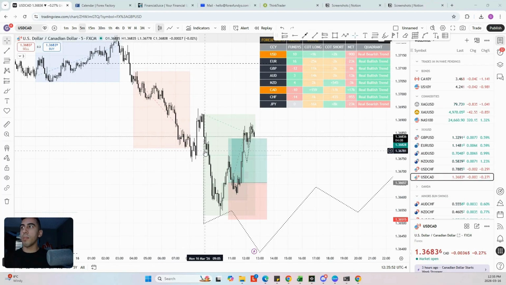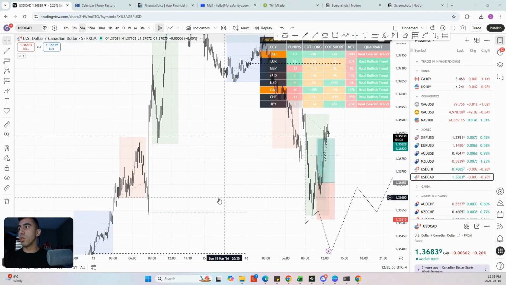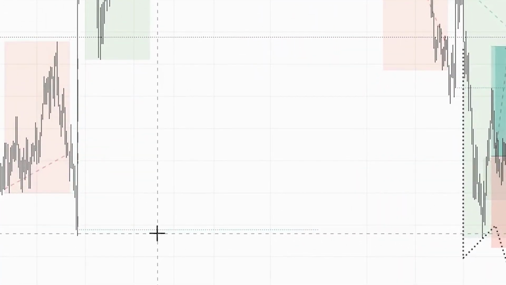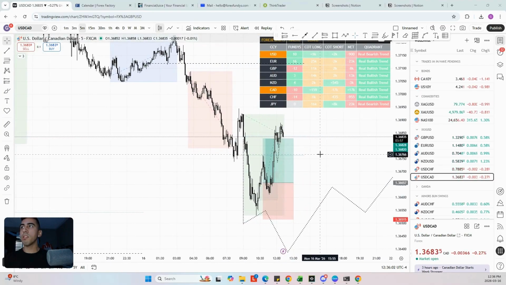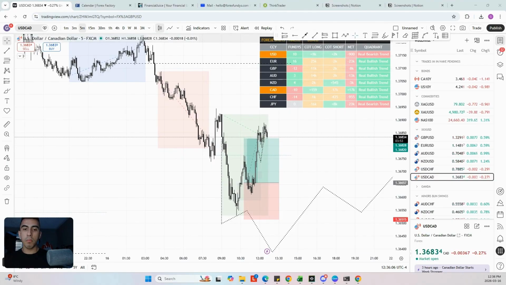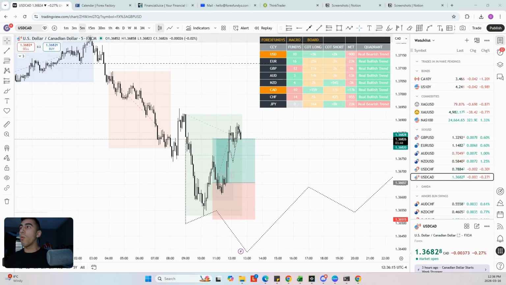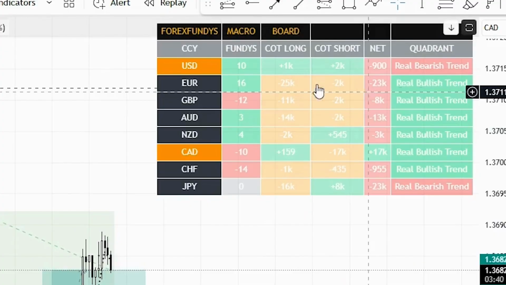This is the exact same. False move, sweep of that. We just swept this low here too, just barely. Had a nice push up. The Fundys score was matching. But here's what I wanted to address and why context was so important. Look at the COT.